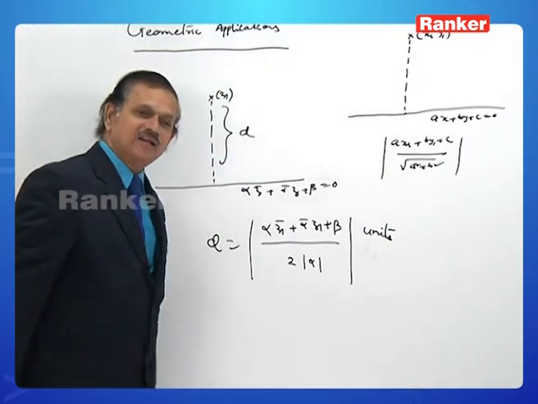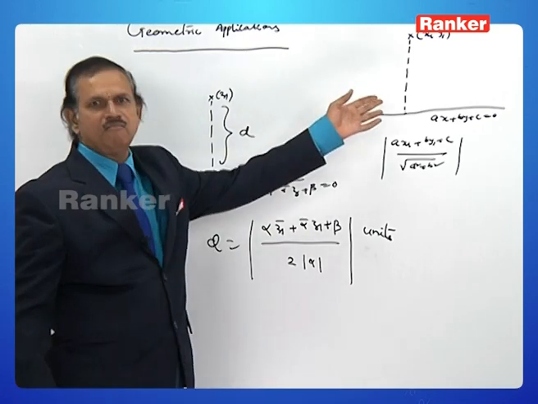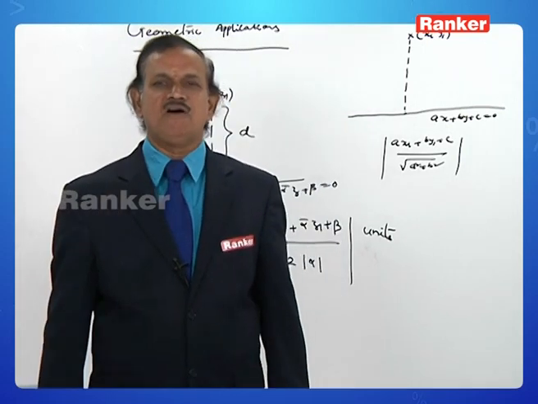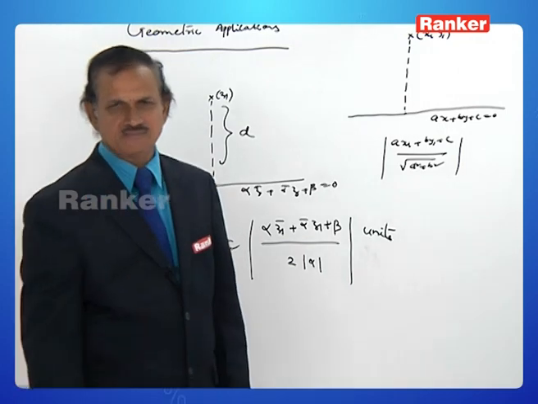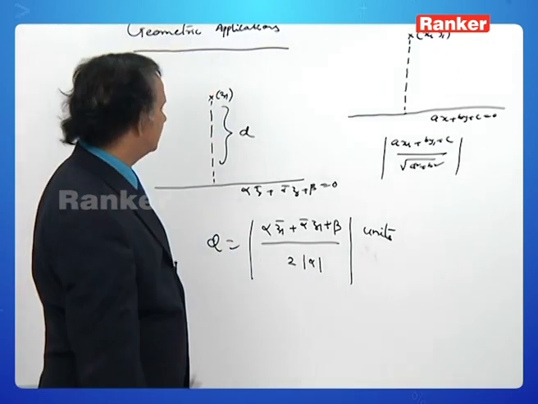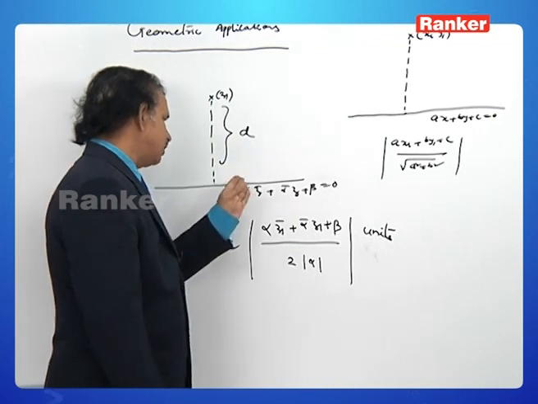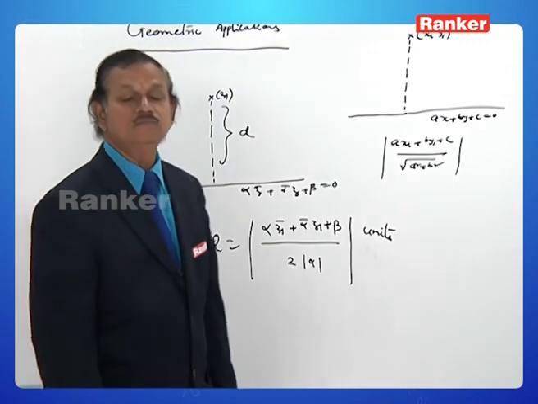This is the beautiful result which can be traced simply by comparison with the result we already had in our coordinate geometry, isn't it? Of course. This is the perpendicular distance of the point z1 from the line α z̄ + ᾱ z + β = 0. That's all.